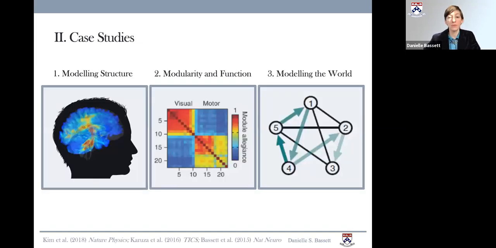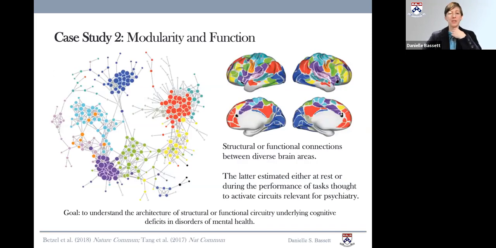So that allows us to move on to case study 2, where we're going to span from structure to function. And we're going to talk a little bit about modularity. So in this particular case study, we want to understand how the architecture of structural and functional circuitry underlie cognitive functions and also cognitive deficits in disorders of mental health. And before we get into the details, I wanted to walk you through this really neat visualization that Rick Betzel created while he was in the lab.